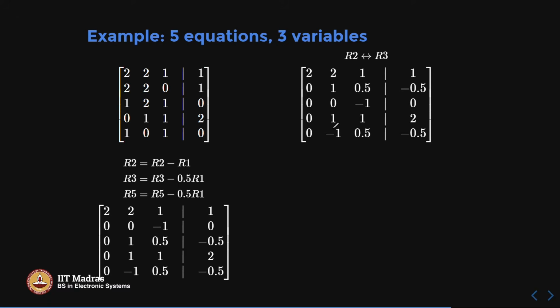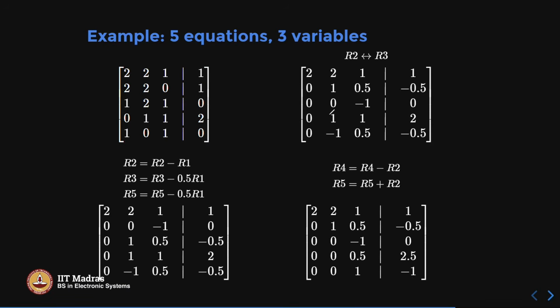And then below that, I have to make things 0. Right. So that's my operation. I have 2 more row operations left here: R4 is R4 minus R2, R5 is R5 plus R2. Once I do that, below this pivot, I have 0 values. And then I have the next pivot here, minus 1. And below that, there are some non-zero values.